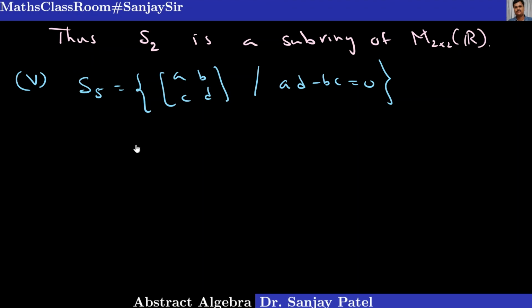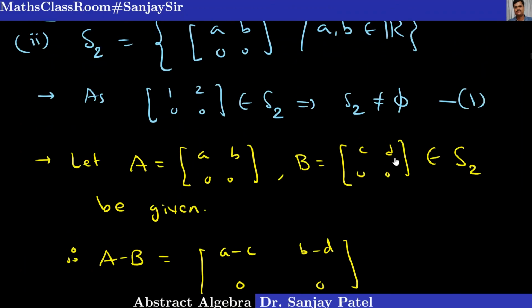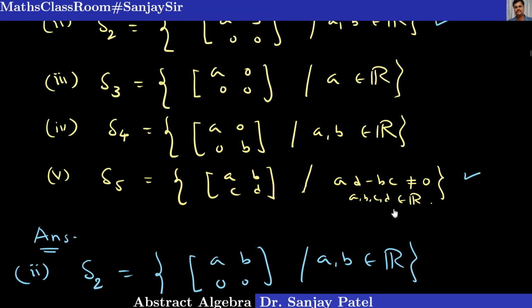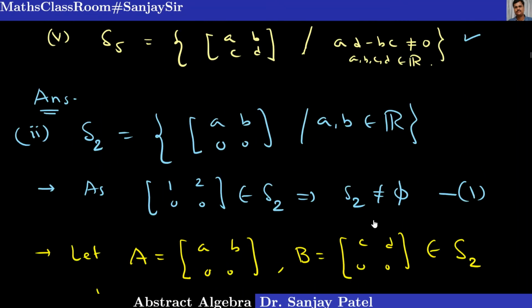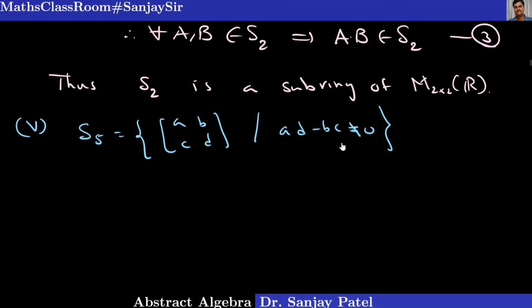See, if you look at this kind of matrices, AD minus BC, which means the determinant of this matrix, I must say it is not equal to 0. Let me change that. Yes, it is there. It is not equal to 0. By mistake, I had written here that it is equal to 0. So it is the set of all non-singular matrices.